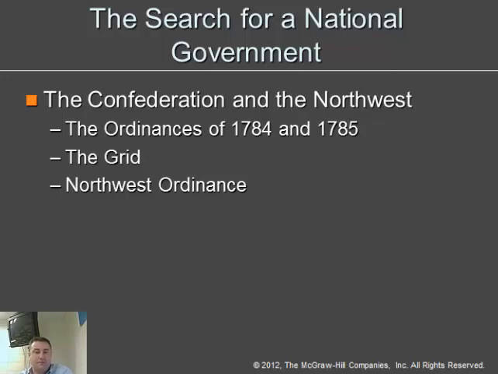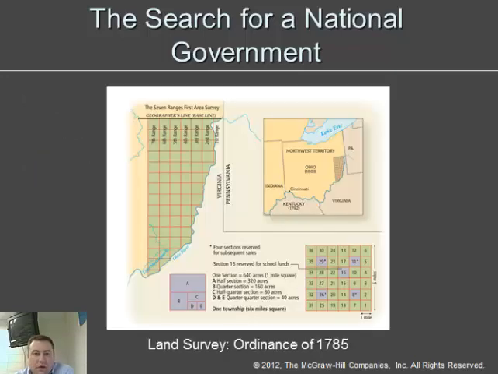A post-war depression also occurred and exposed the economic weaknesses of the nation. Without the ability to tax, the Confederation could not pay its debts, and the states increased taxes to pay their debts. Here you can see the Western lands, how they're split up, and this is in your book as well, of how they split up into territories.